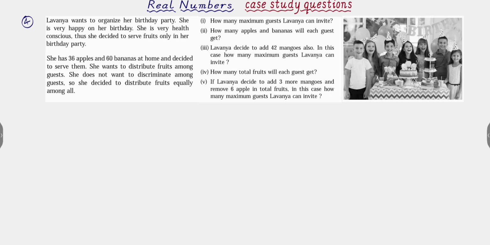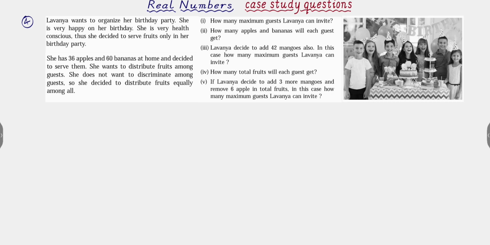She has 36 apples and 60 bananas at home and decided to serve them. She wants to distribute fruits among guests. She does not want to discriminate among guests, so she decided to distribute fruits equally among all. So here the first question, based on this information, is how many maximum guests Lavanya can invite.